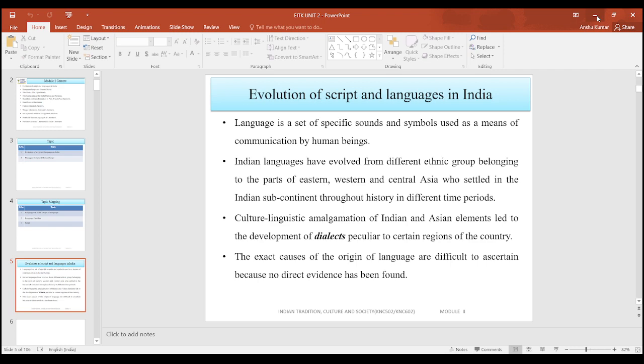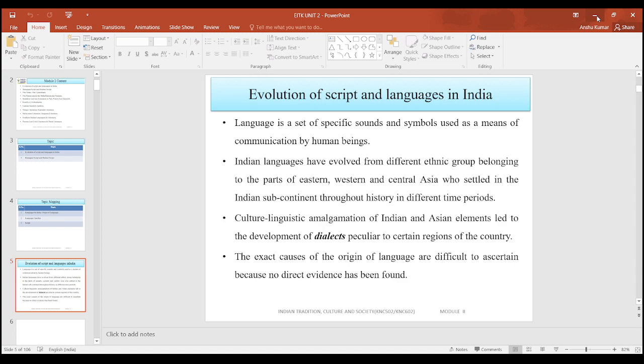Now the second point which I quote here is the script. What is script? The written form of language is the script. And the third is the dialect. Dialect is a form of a particular language spoken in a local area.